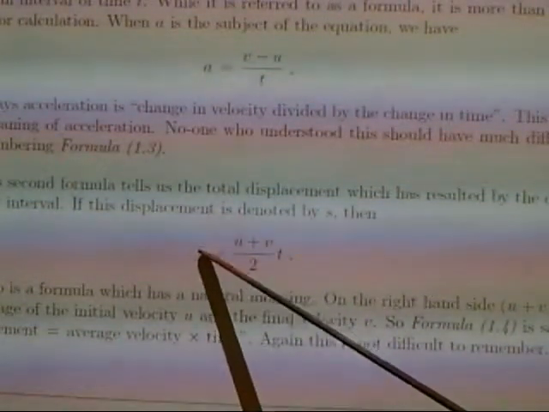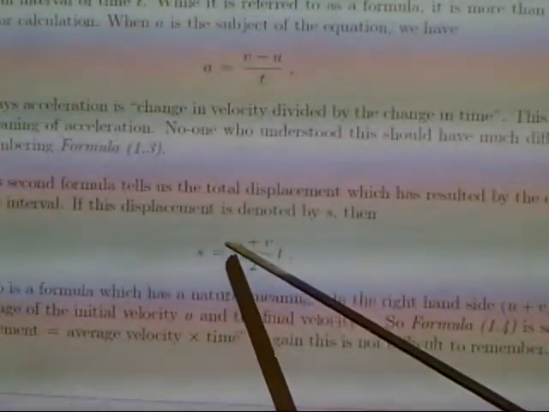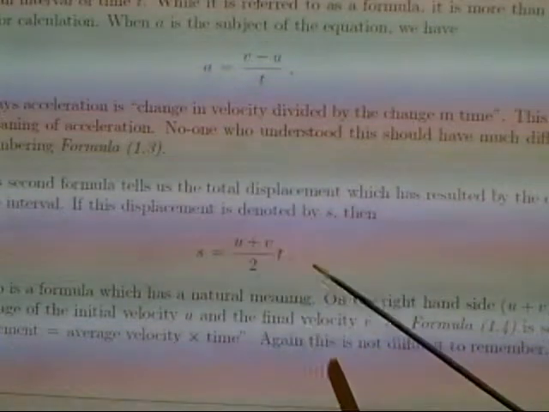Similarly, the distance traveled s can also be calculated as u plus v divided by 2 multiplied by t.